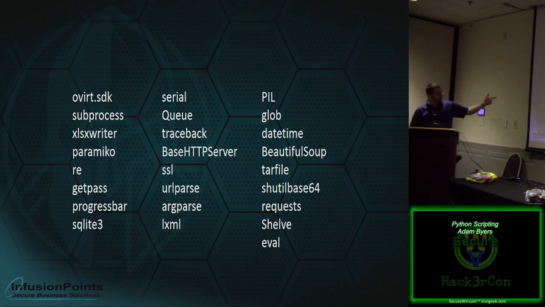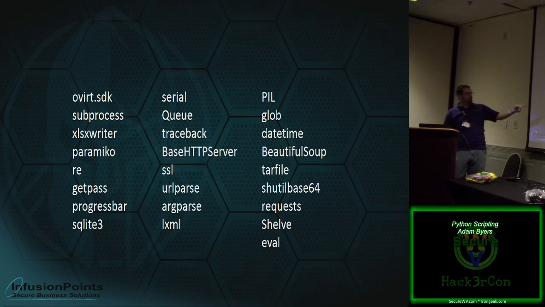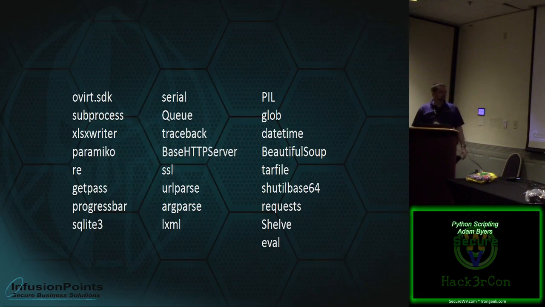Paramiko, re, getpass. If you want to securely get someone's password in the command line, getpass, and then store that into a variable. Progress bar, SQLite3. I mean, you don't need me to read all these, but lxml is really good for parsing XML. I use it for HTML. A lot of people swear by Beautiful Soup, but I took a little different direction there. Shelve allows you to store Python dictionary type objects into a file. So it's kind of like SQLite3, but you're storing that. You can retrieve it as a dictionary. It's pretty swift.